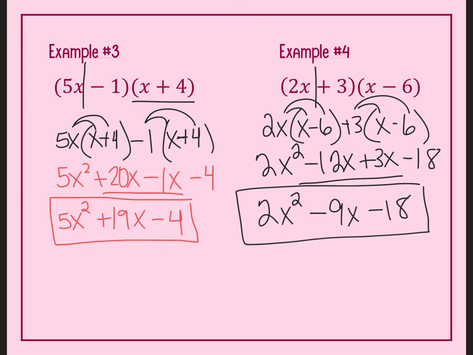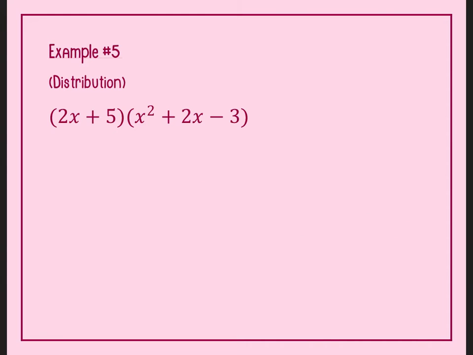Okay? I have 2 more to do. Ready? So this is 2 terms times 3 terms. It's still going to follow the same rules. I'm going to cut the first one in half, and I'm going to take that 2x, and I'm going to multiply it by the whole second parentheses.